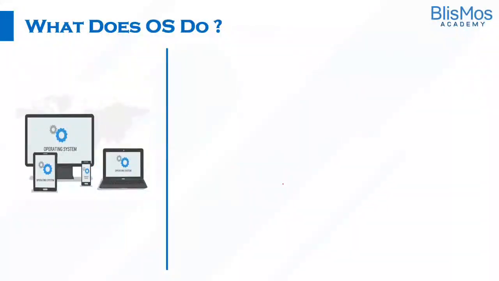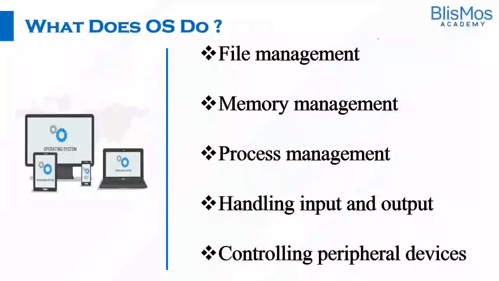Now let us get into the important functionalities of an operating system. So what does operating system do? First and foremost thing is it does file management. Second one being memory management. The next one is process management. It handles the input and output, and also it controls the peripheral devices. We do have other functionalities of the operating system, but we are limiting our discussion to these 5 important functionalities. Let us look at them one by one.